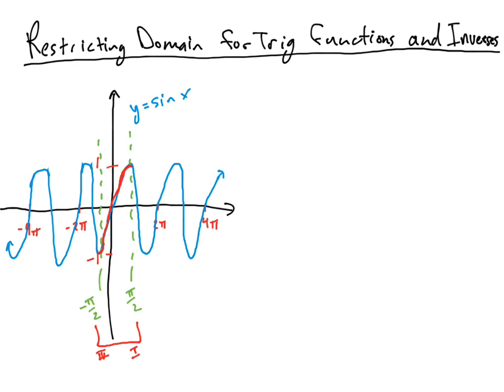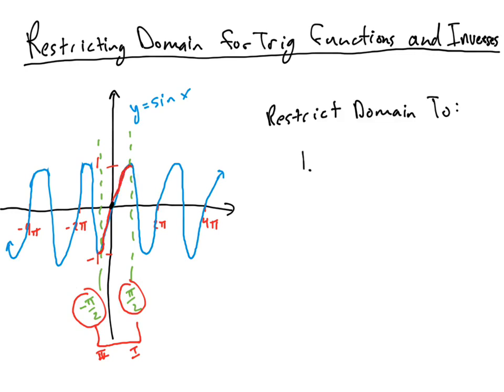Secondly, we select negative pi over 2 to pi over 2 because if we were to start here at 0 and go to pi, which would be right here, that is not going to pass the horizontal line test. If we start at 0 and end at pi, that does not pass the horizontal line test. So by selecting negative pi over 2 to pi over 2, we have a section of the graph, and it's the biggest possible section that we could look at that passes the horizontal line test.